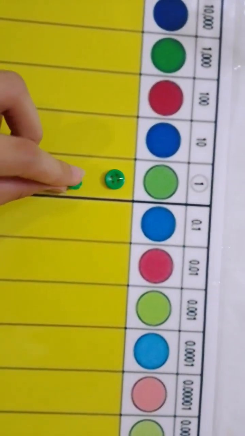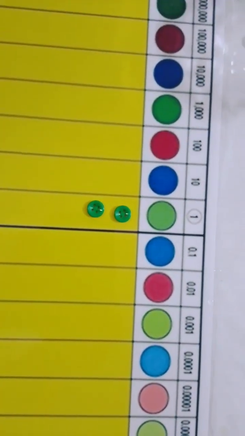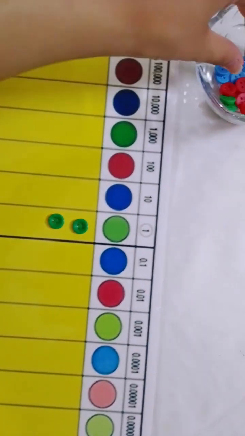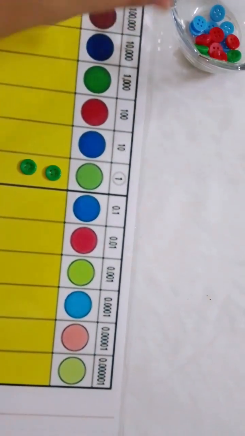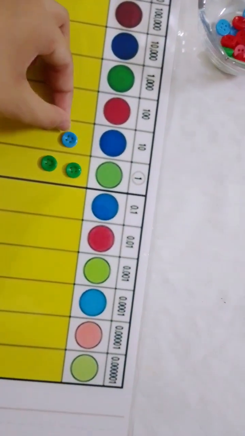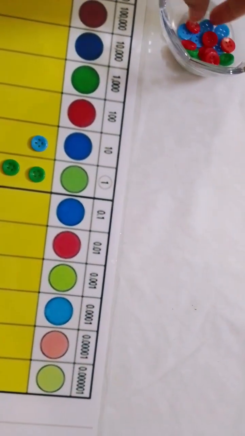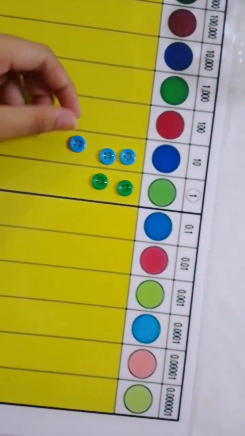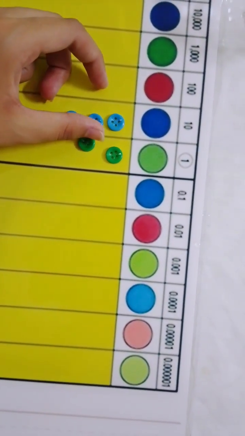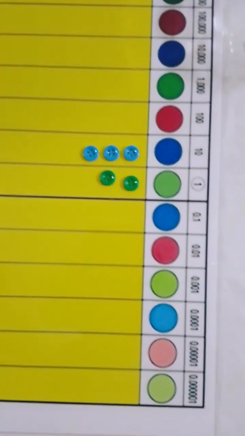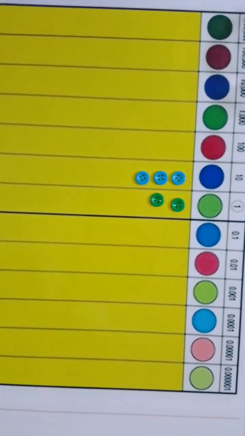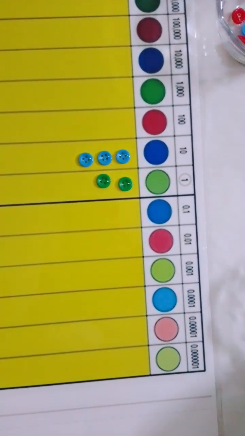We have used buttons for the units. Okay, now I need 3 tenths. We are all familiar with the decimal colors, right? The units are green, tens are blue, and hundreds are red. Okay, now we have 32 and 2 tenths.